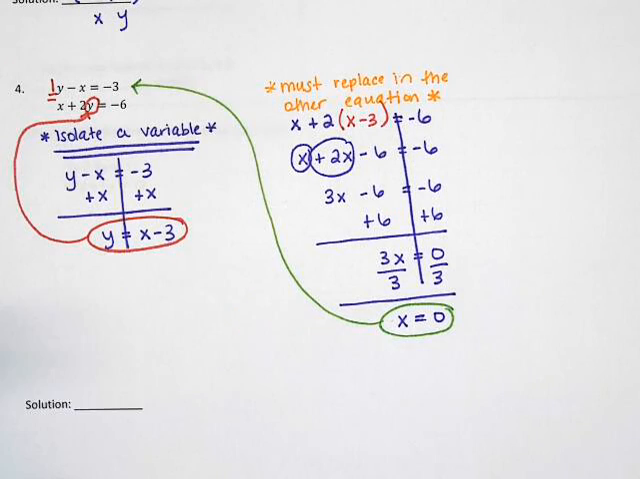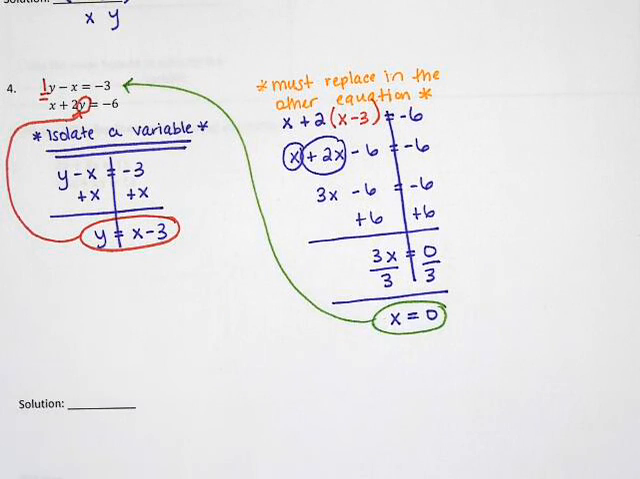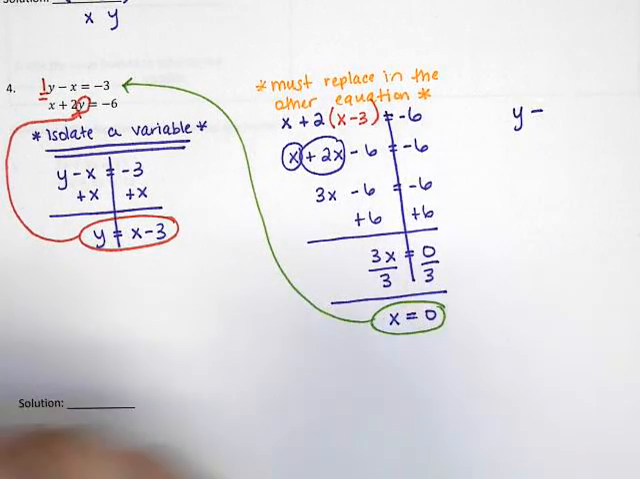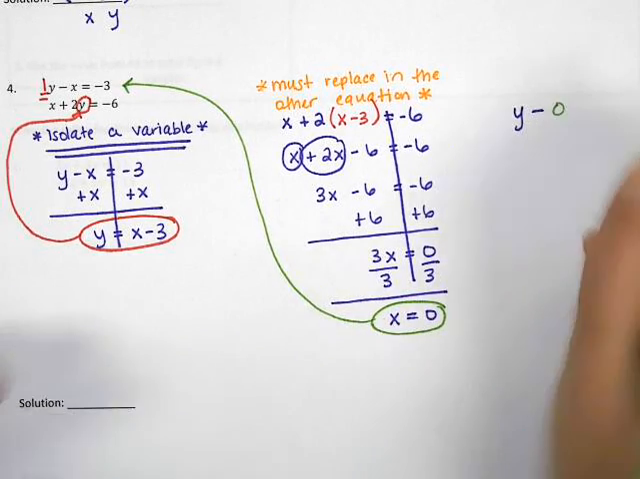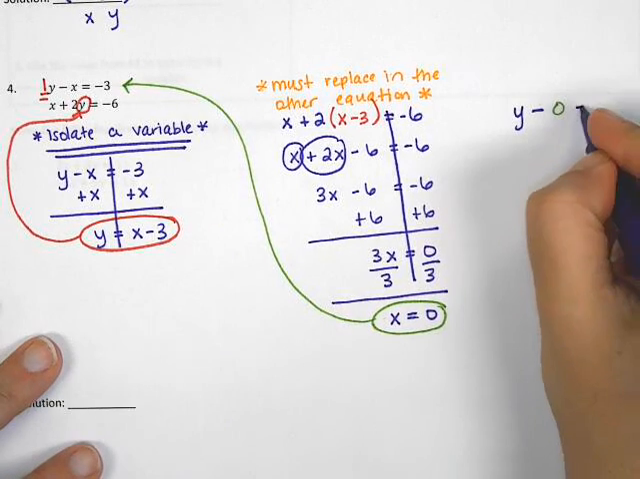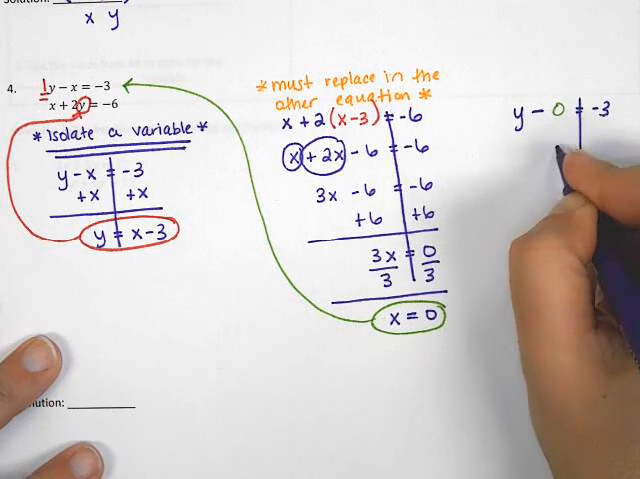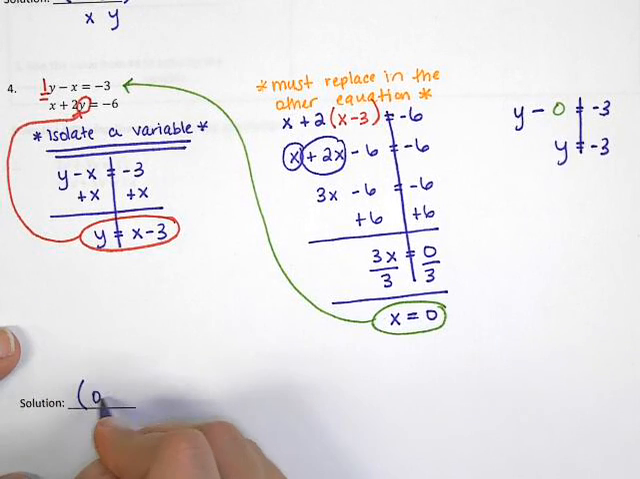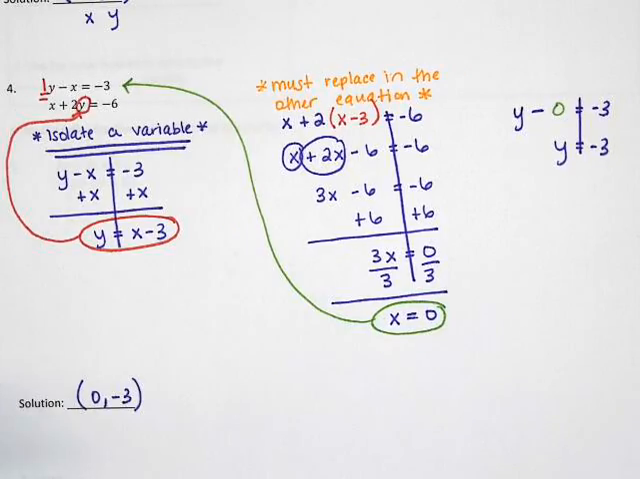Now I'm going to take that x and plug it into the first equation. You could use either one. I always use the first one, which means I get y minus 0 equals negative 3. Y minus 0 is really just y, so y would be negative 3. So my answer would be 0, negative 3 for this problem.